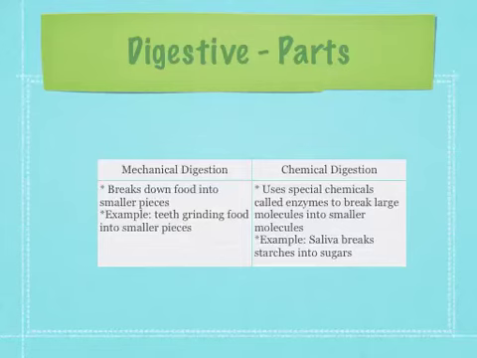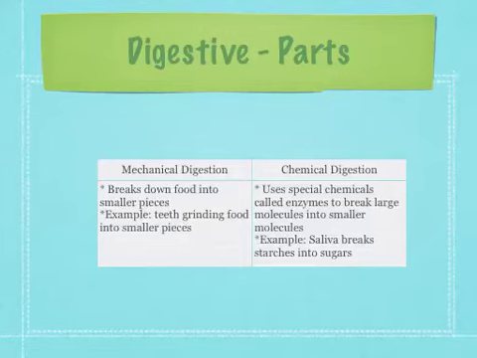So if you take a piece of paper and you rip it a whole bunch of times, you have used mechanical digestion, breaking something big down into smaller pieces. An example of this in the digestive system is when your teeth grind food into smaller pieces.